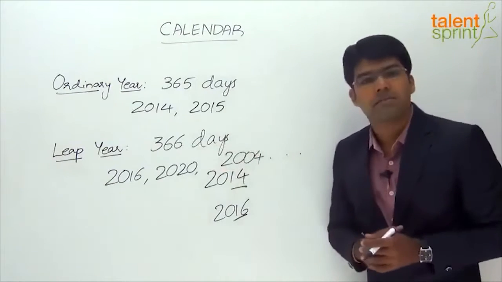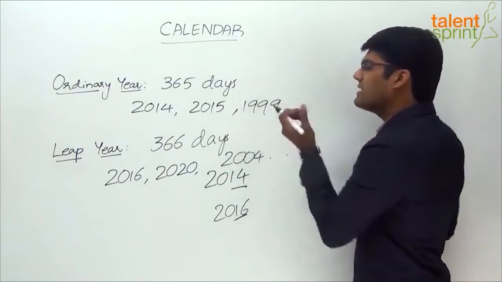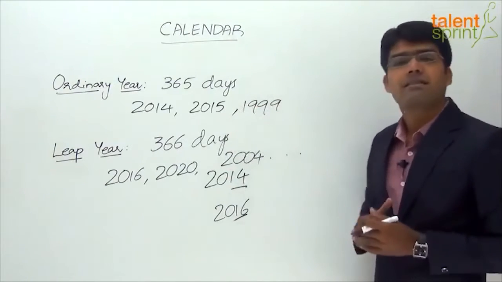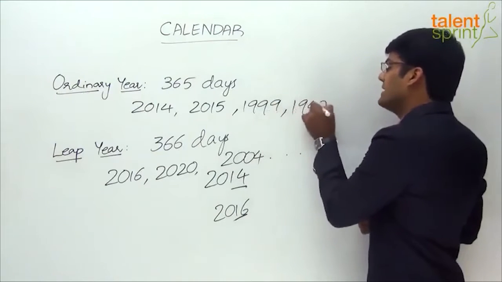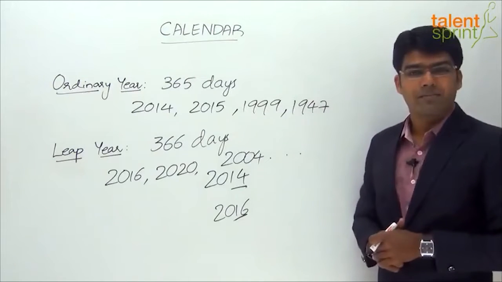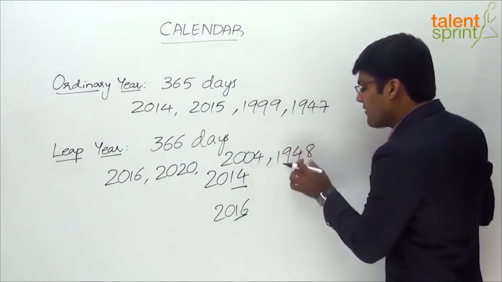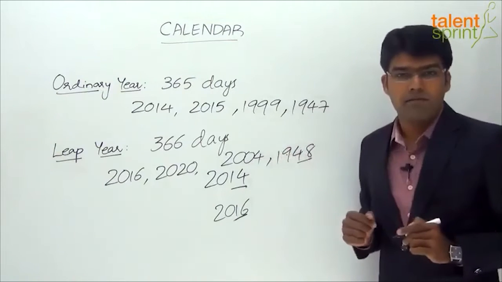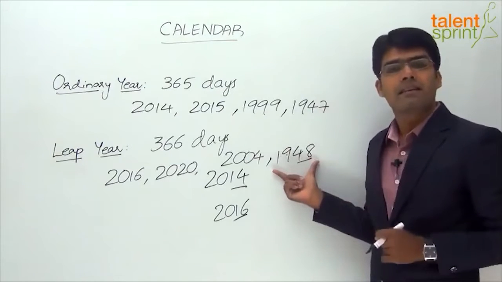Whereas if it is not divisible by 4, for example 1999 is not divisible by 4, hence this is an ordinary year, right? 1947, is 47 divisible by 4? No, this becomes an ordinary year, right? 1948, let's take 1948. You know that 48 is divisible by 4, hence 1948 becomes divisible by 4, and it makes it a leap year.